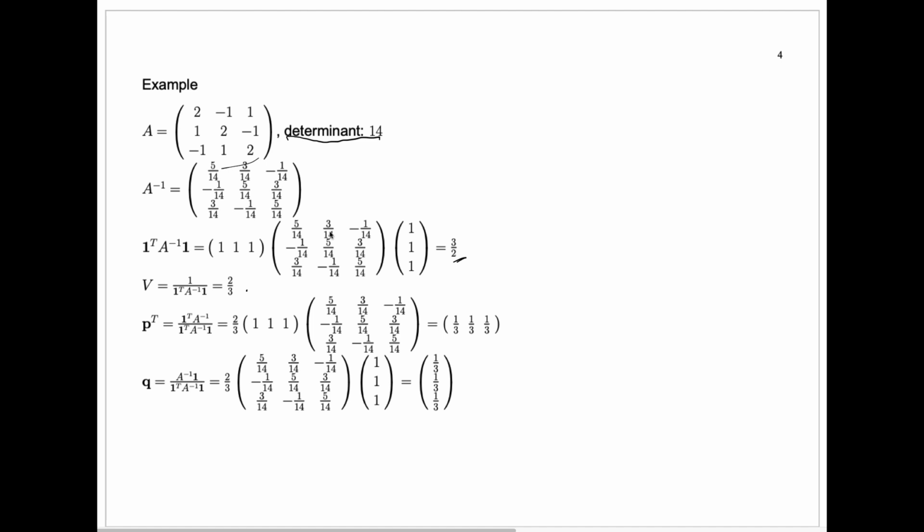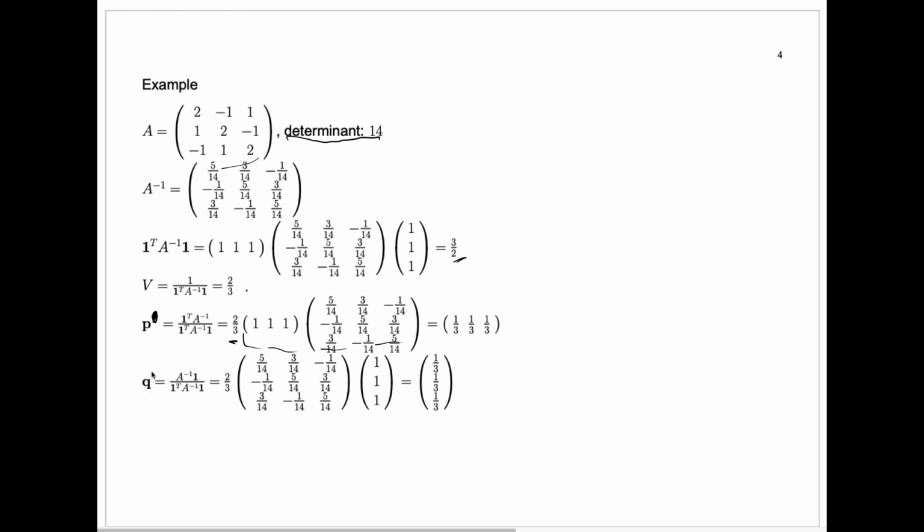If you want to know optimal strategies, you can compute that the row vector P is 1 transpose times A inverse over 1 transpose A inverse 1. In other words, it's just the value of the game times this matrix, 1 transpose A inverse. The value of the game is 2/3. And we then look at this matrix product, and again, that's very easy to compute. And you get the row vector 1/3, 1/3, 1/3.